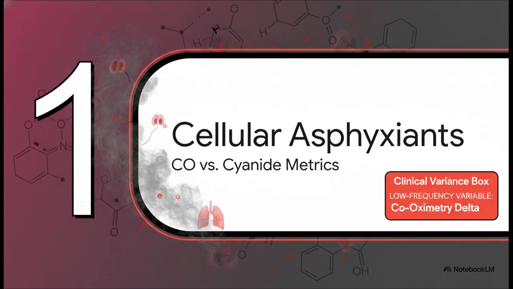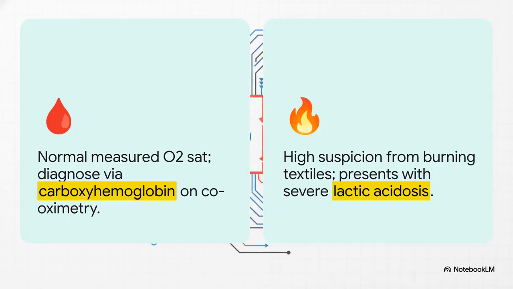That brings us right to Module 1, cellular asphyxiants, specifically looking at carbon monoxide versus cyanide metrics. Now, both of these toxins cause profound anoxia, but they do it through entirely different mechanisms. As we just saw, carbon monoxide halts tissue oxygen delivery and hides behind a perfectly normal-looking pulse ox. You absolutely need an arterial blood gas with a specific co-oximetry panel to diagnose it. Cyanide, on the other hand, doesn't play that way. It inhibits cytochrome C oxidase directly in the mitochondrial electron transport chain, totally crippling aerobic oxidative phosphorylation.